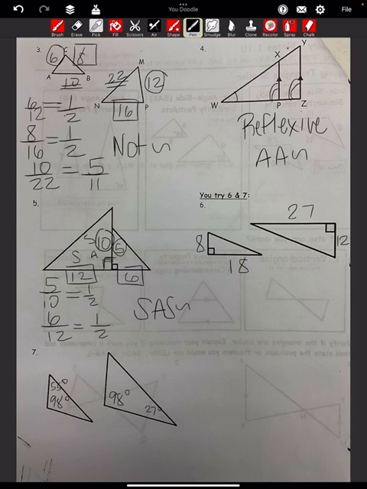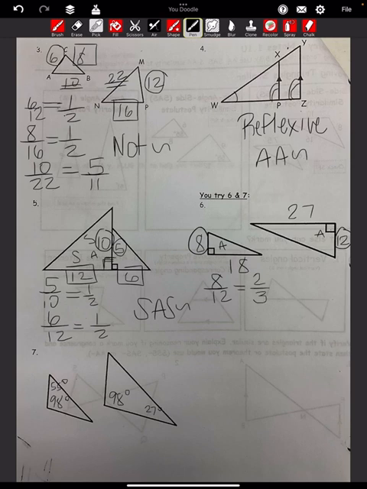Hopefully you worked out 6 and 7 on your own, but if you did not, this is what you should have gotten. All right? So for 6, we have the 2 90-degree angles, so we already have our angle, so put an A there. So now let's do like we did on number 5. Let's compare our sides. So again, small over small, so 8 over 12. The greatest common factor between 8 and 12 is 4, so 8 divided by 4 is 2, and 12 divided by 4 is 3.